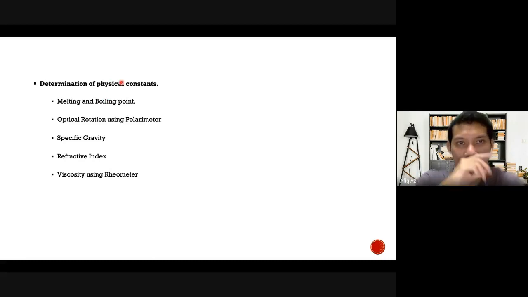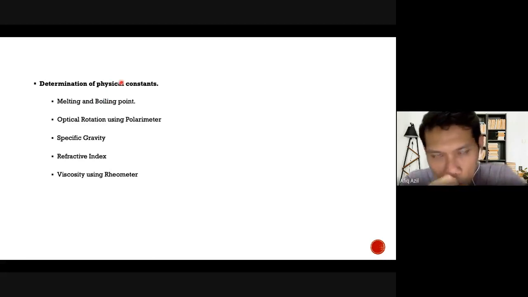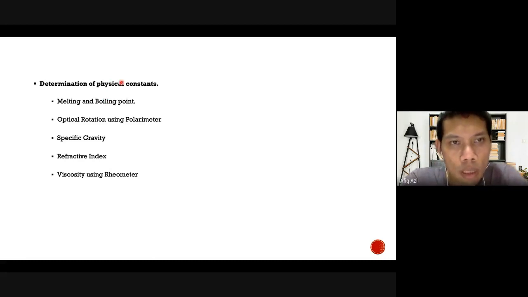And also the last of the qualitative is the determination of physical constants, which involve melting and boiling point. This one, I believe we have done. This is the first experiment in organic chemistry 1, in which you determine the melting point of a solid compound and the boiling point of a liquid compound.